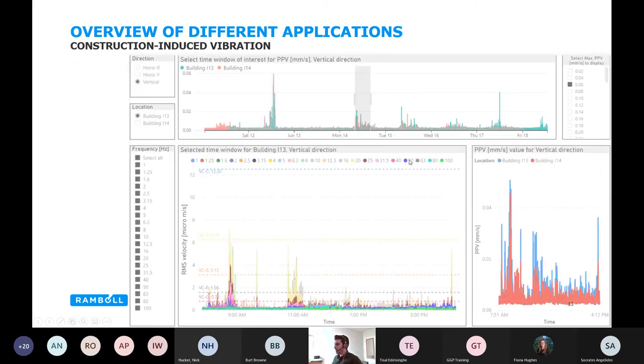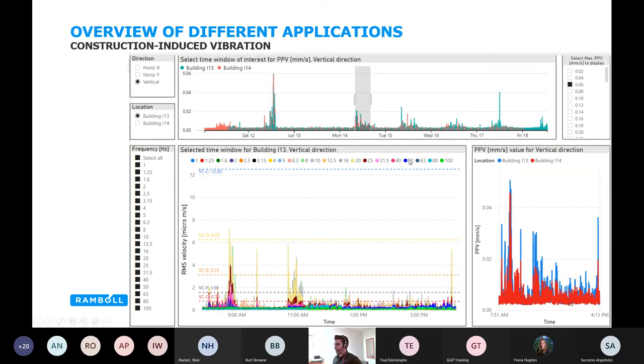And we can help the client by building up a long-term monitoring system. It's basically logging the vibration levels measured at a sensitive location. And we can compare that with, for example, the VC criteria. And for instance, here we can see that at 9 a.m. in the morning, there was an exceedance of VCE, VCD, so that may raise a flag that should be managed.